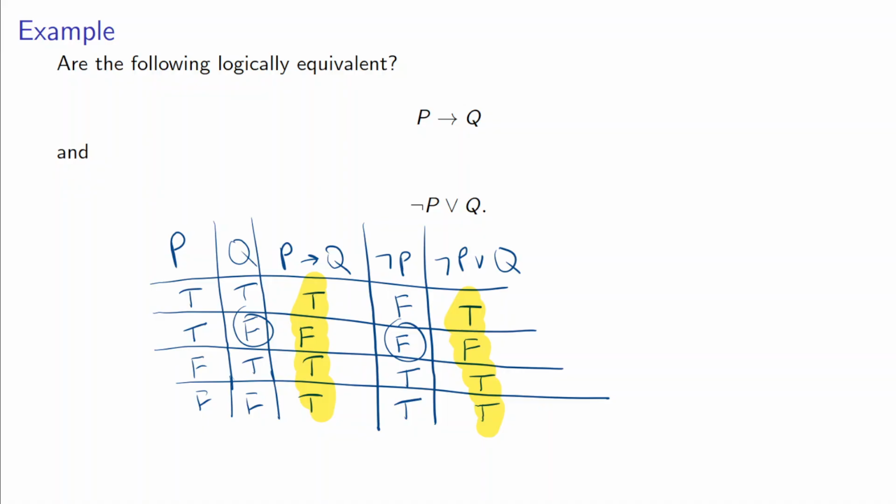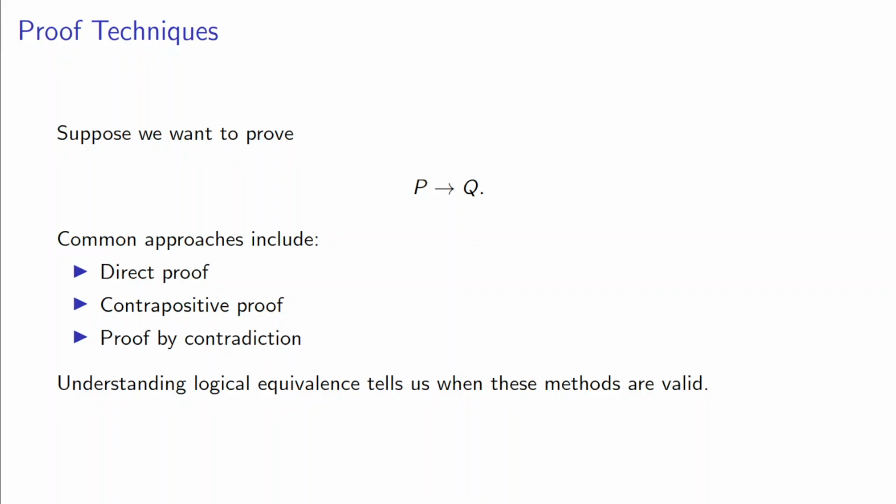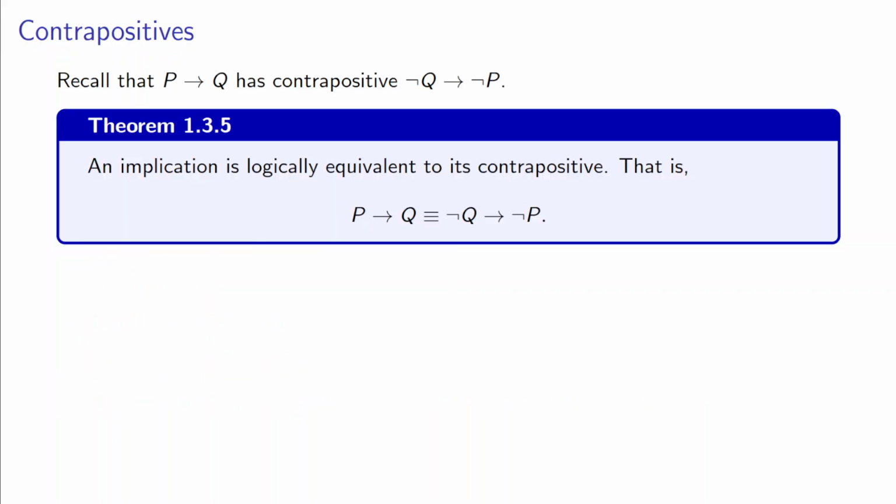And so in order to prove an if P then Q statement, we might instead consider proving a not P or Q statement. And we'll see that a little bit later. Suppose we want to prove if P then Q. Some common approaches we're going to see in a later section are proving it directly, and we'll talk more about what each of these means, but direct proof, contrapositive proof, and proof by contradiction. Understanding logical equivalence tells us when these methods are valid.